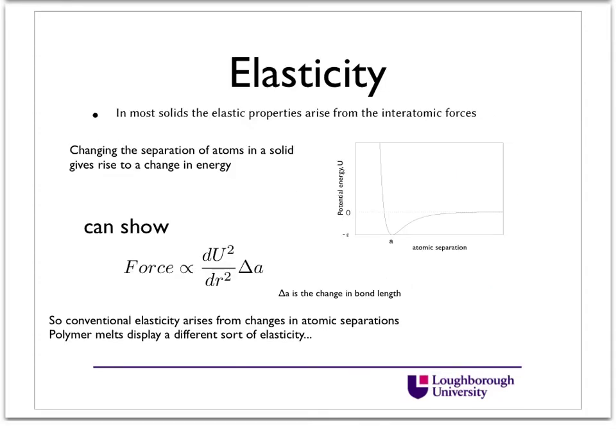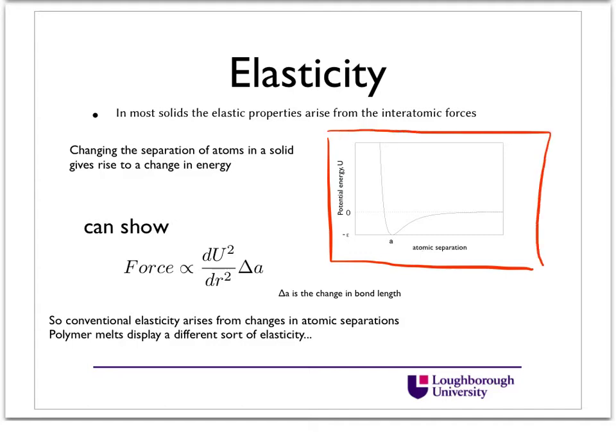Now I'm going to look briefly at elasticity in materials. Now in most solids, the elastic properties arise from the interatomic forces that make up the solid, and for a very wide range of materials, we get this sort of potential energy curve. When you look at the effect of the separation of the atoms in a crystalline solid, you see that there's a point at which the potential energy of the system is a minimum, and that corresponds to the unstrained value of the atomic separation.